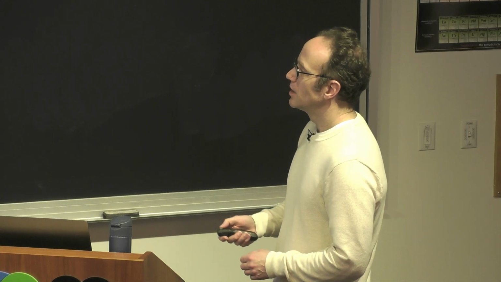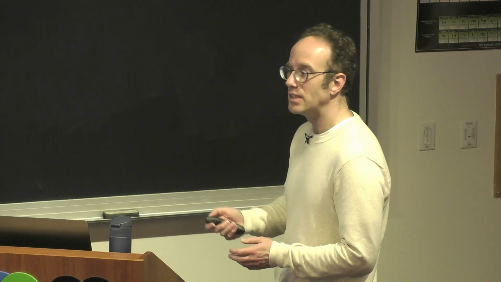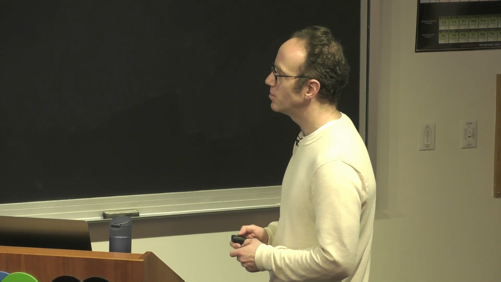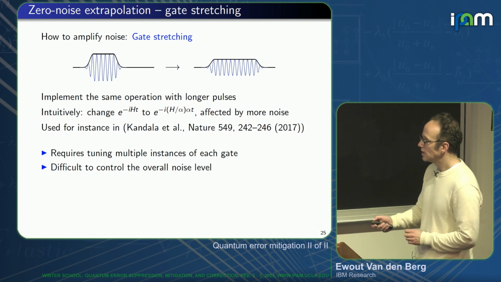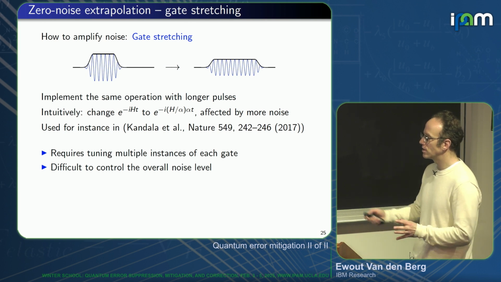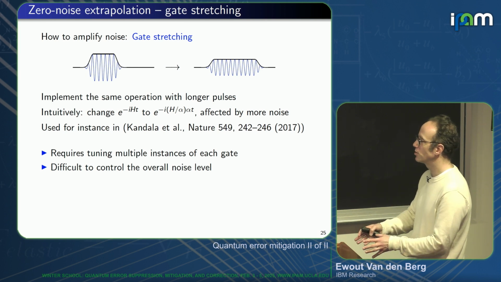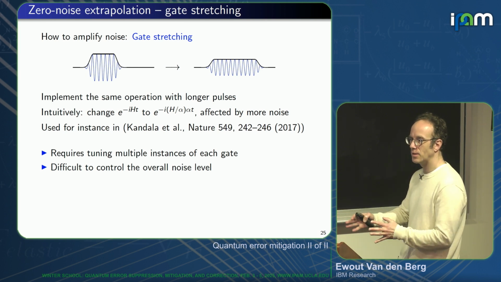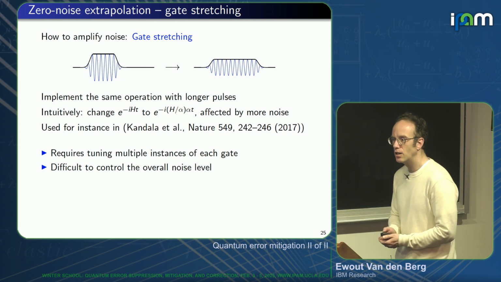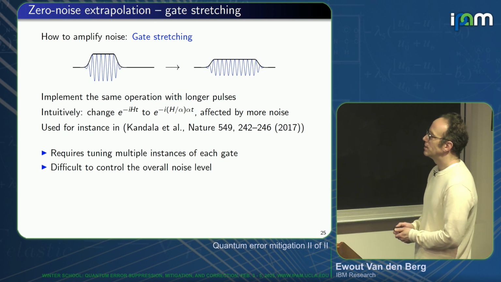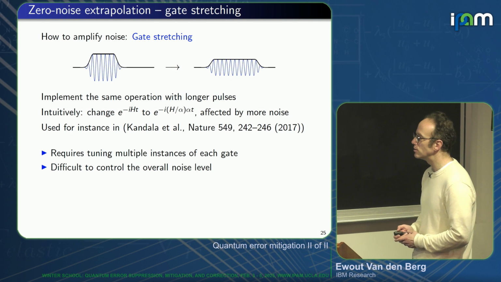Yeah. So that's one way to do this. That's sort of the original way it was done in the first experiment. But one difficulty, of course, is it requires you to tune these gates with different durations. And maybe you want to make sure that every gate is stretched by the same amount, and you have to tune the amplitude to get the correct operation still. So that's somewhat painful, and it's difficult to control the overall noise level.